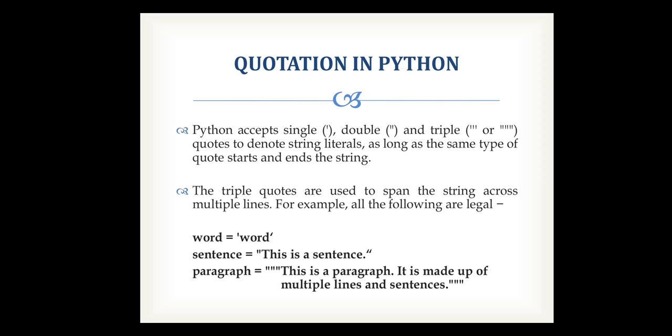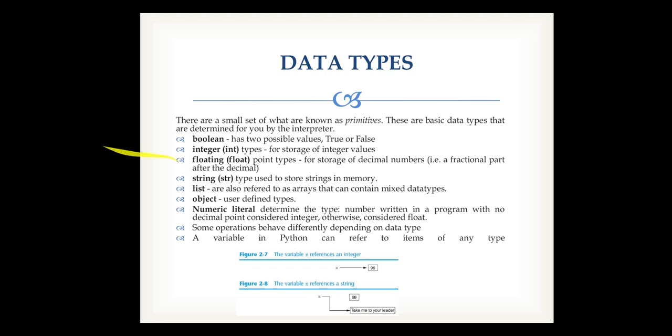Next is quotation in Python. Python accepts single quotes, double quotes, and triple quotes to denote string literals, as long as the same type of quote starts and ends the string. The triple quotes are used to span the string across multiple lines. For example, all of the following are legal: a single quote for a single word, double quotes for a sentence, triple quotes for a paragraph. So all are legal in Python.